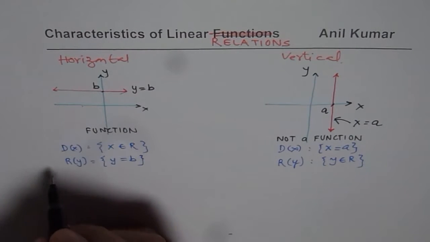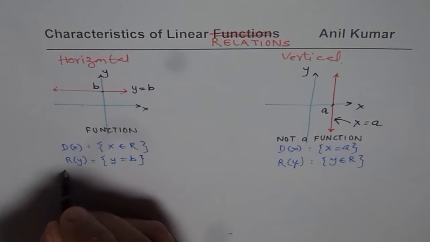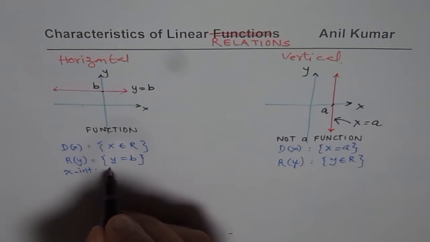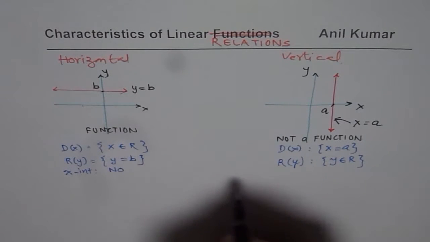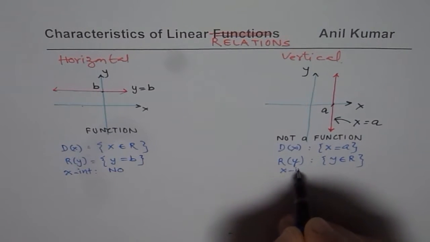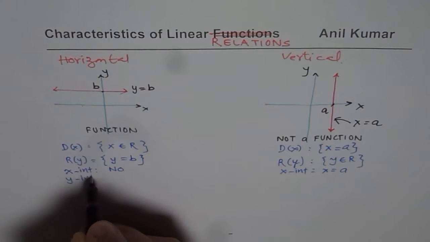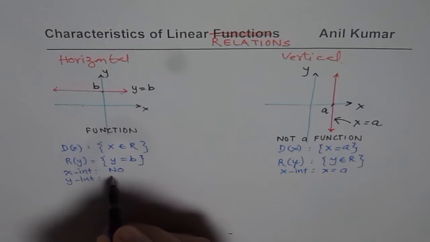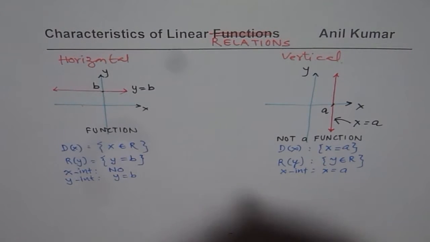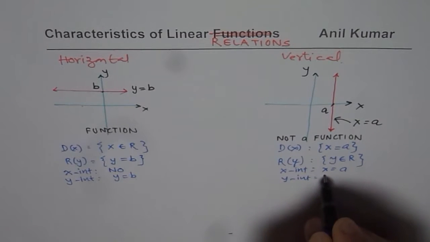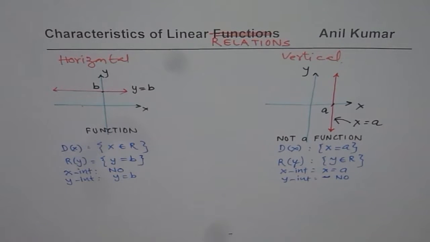x and y intercepts. So you notice here that as far as the x-intercept is concerned, we have none, so no x-intercept. And here the x-intercept is at x equals a. As far as the y-intercept is concerned, there is one y-intercept, which is at y equals b, and in this particular case there is no y-intercept. So none, or no y-intercept, correct? So that is one thing.